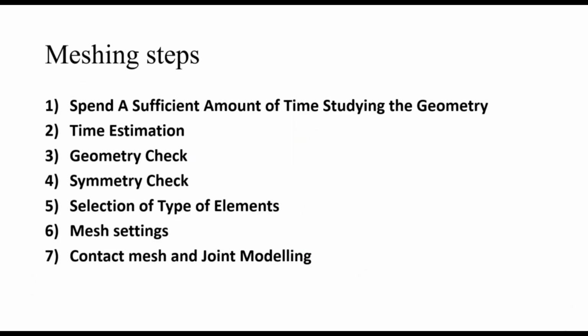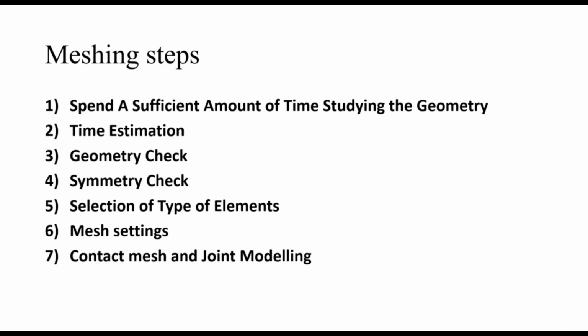Then finally, what are the different meshing steps? The first thing is you need to sufficiently understand the geometry. What are the features that are present in the geometry? How can I mesh this particular geometry? How can I use the different settings to accurately convert each feature?